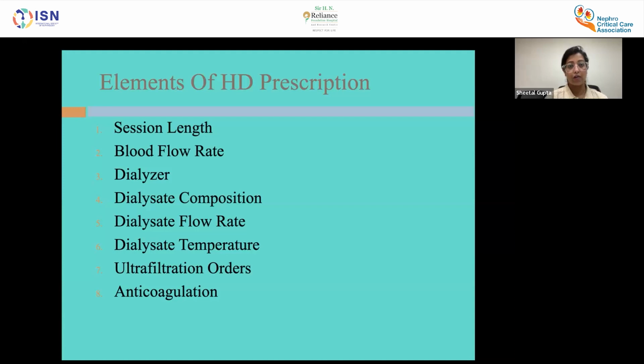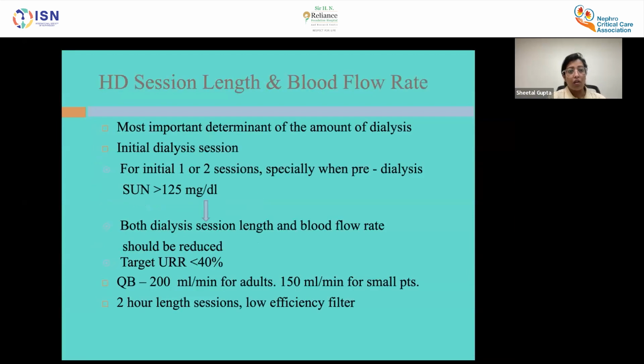When prescribing acute hemodialysis, the elements are session length, blood flow rate, dialyzer, dialysate composition, dialysate flow rate, dialysate temperature, ultrafiltration orders, and anticoagulation. Within these, session length and blood flow rate are the most important determinants for the removal of the dialyzable fluid. So, the hemodialysis session length and blood flow rate.